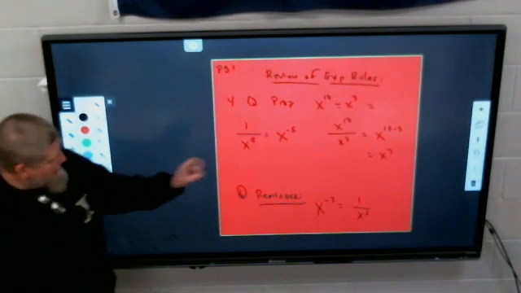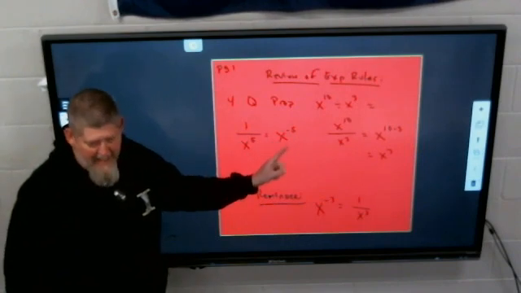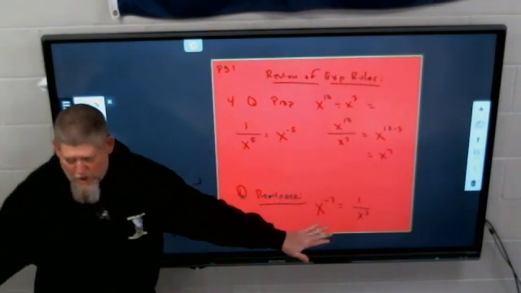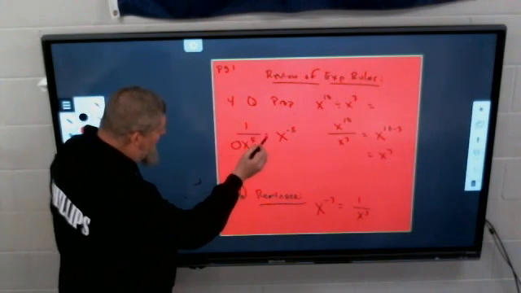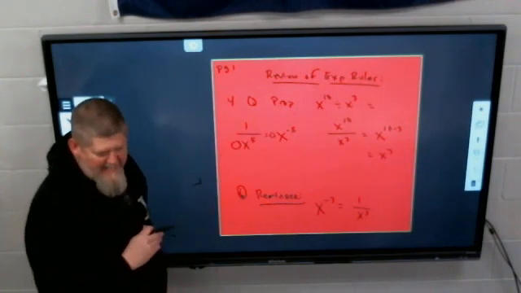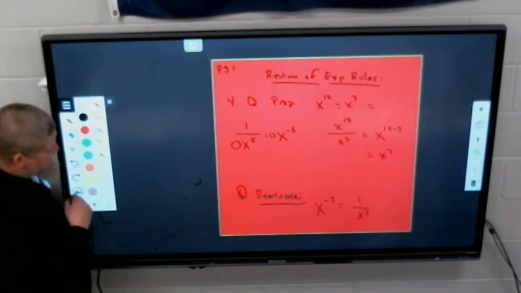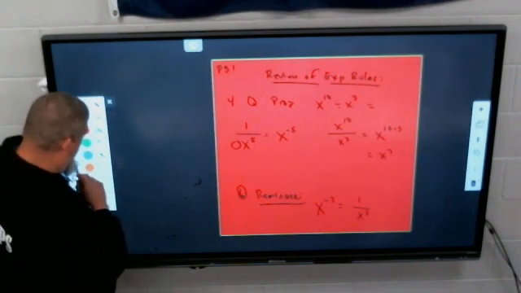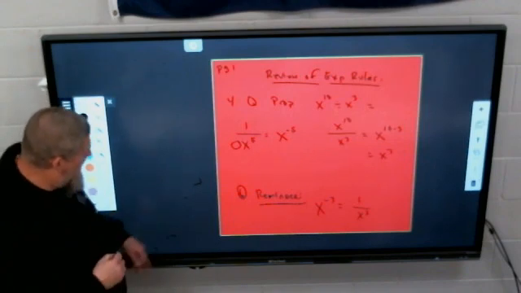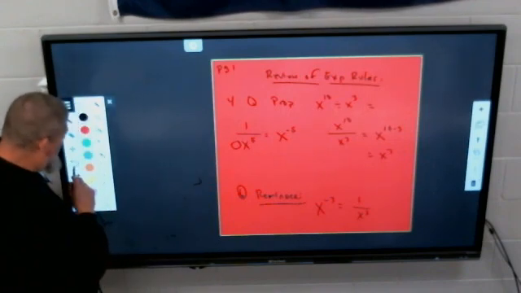Notice that this negative sign has nothing to do with the value being positive or negative. All that negative exponent does is tell us where it goes. I'll back up. All it does is tell me where to go, numerator to denominator.